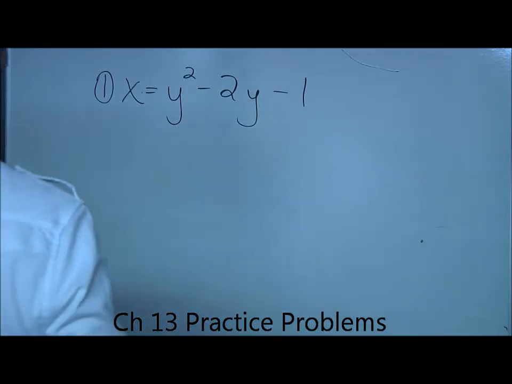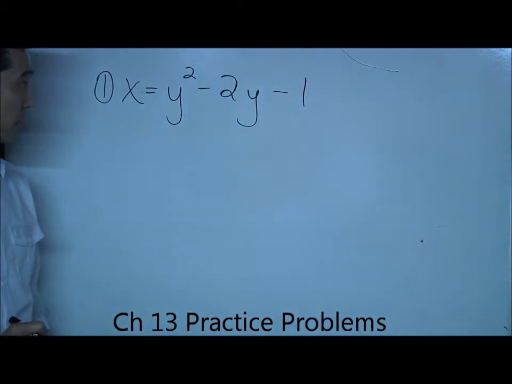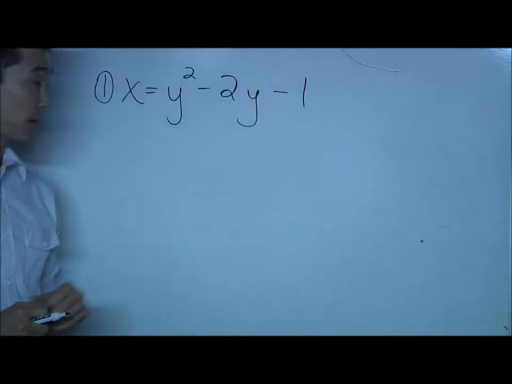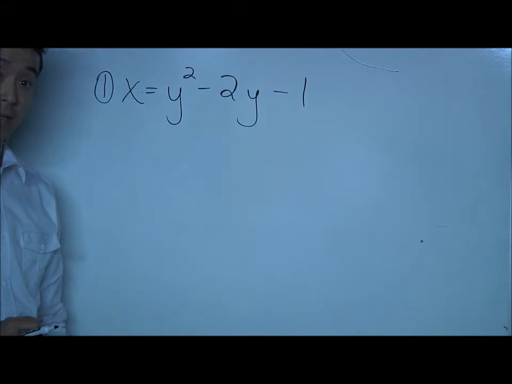Okay, let's take a look at number one here. The first thing to notice is we're asked to graph this and label it, and it's an x equals y squared form. So that is a horizontal parabola. Because the y squared term is positive, we know this horizontal parabola opens to the right, okay?